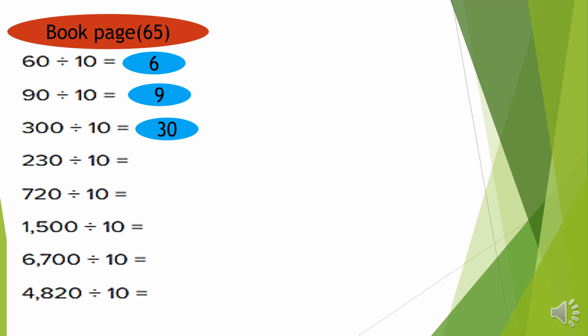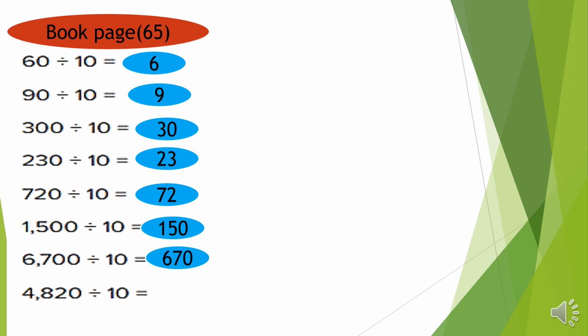Next one, 230 divided by 10 equals 23. Next one, 720 divided by 10 equals 72. And 1500 divided by 10. We cancel 1 zero from the first number, the dividend, and 1 zero from 10. It will be 150. Next one, 6700 divided by 10 equals 670, and the last one, the answer will be 482.